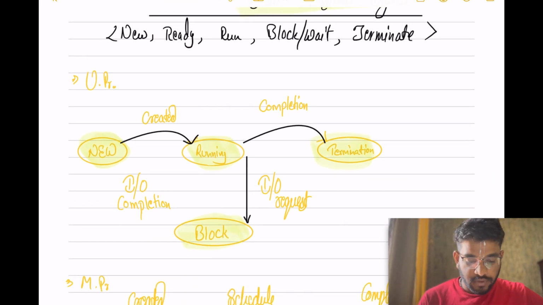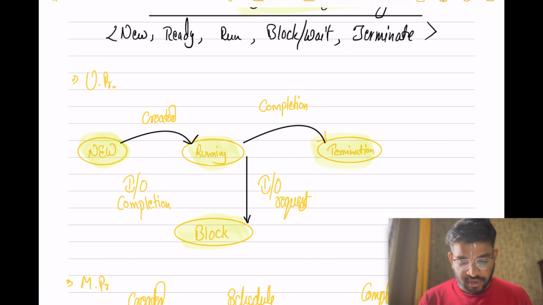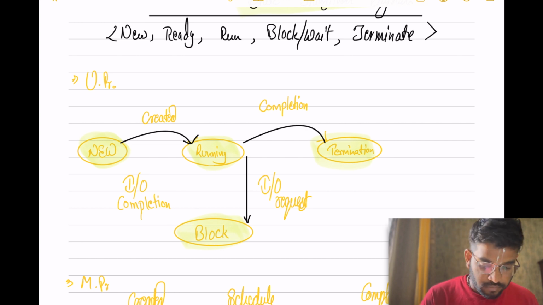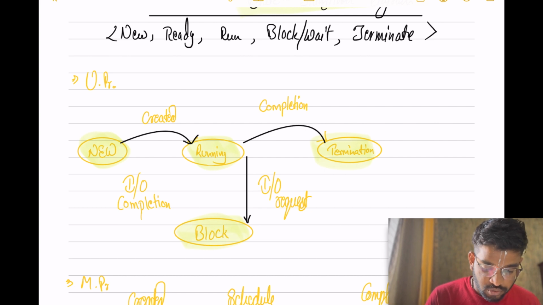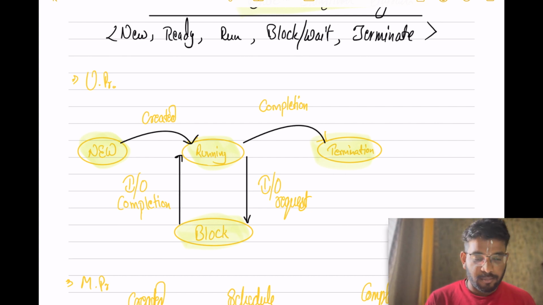So, if the process is in block state, then it has to go back to the running state to finally terminate. A process cannot terminate from a block state. Therefore, after IO completion, it goes back to the running state, after which it again has two options: completion, or again make an IO request.